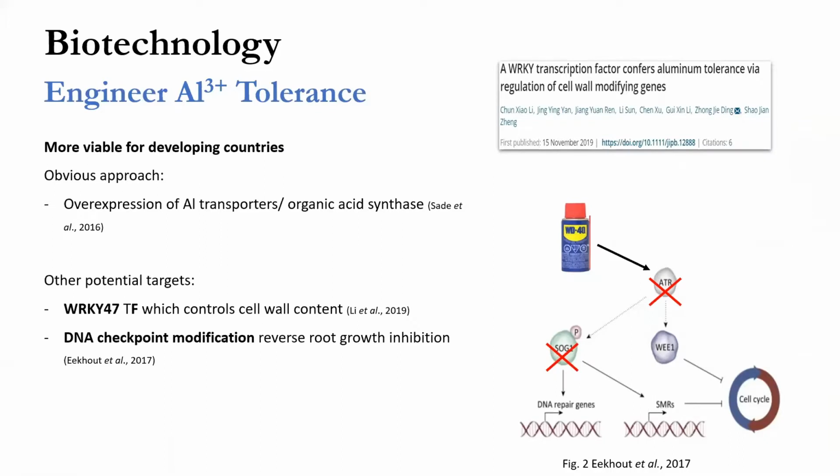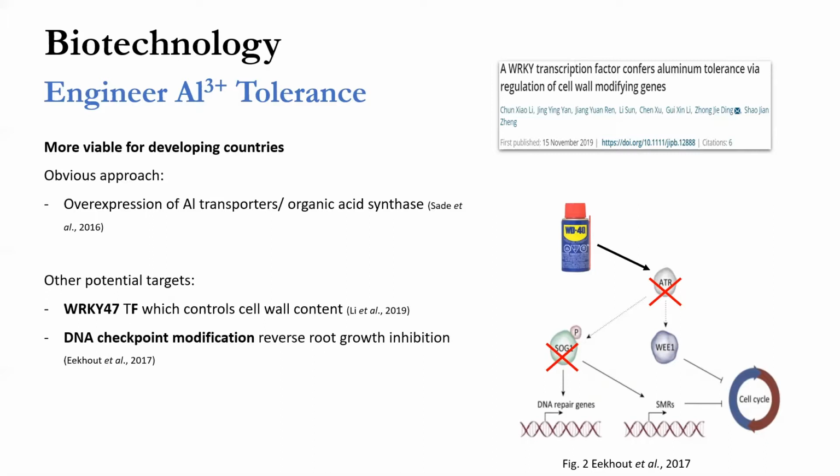So how to increase plants' aluminum tolerance? There are many approaches, including the more obvious method, where you can just overexpress the chelator synthesis and transporter genes, which works out quite well in this study. There are, of course, other ways. For example, in this study on the top right, they actually identified a transcription factor, Rinki47, in Arabidopsis, which serves as a master switch for cell wall content. So overexpressing Rinki47 reduced the cell wall pectin content and aluminum uptake, which increased the plant aluminum tolerance, of course.